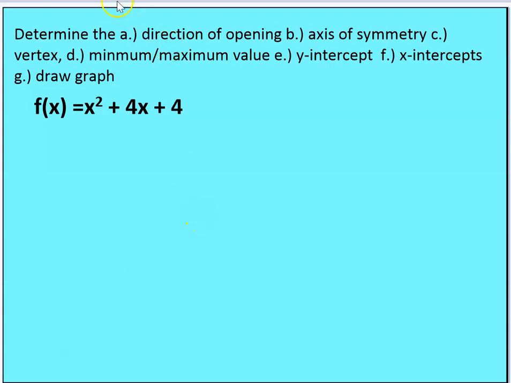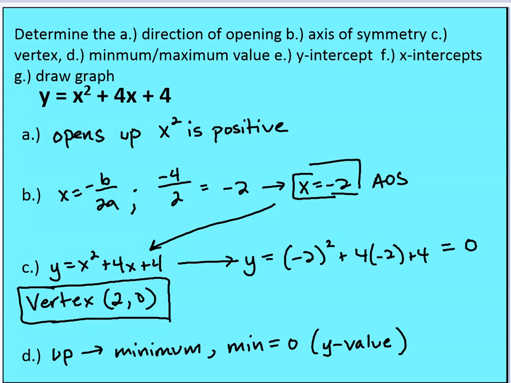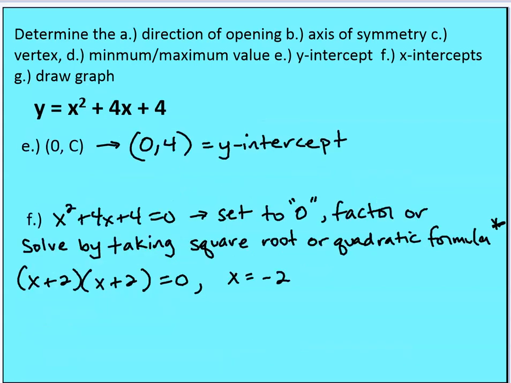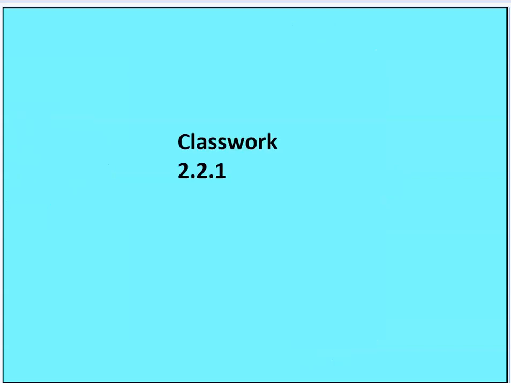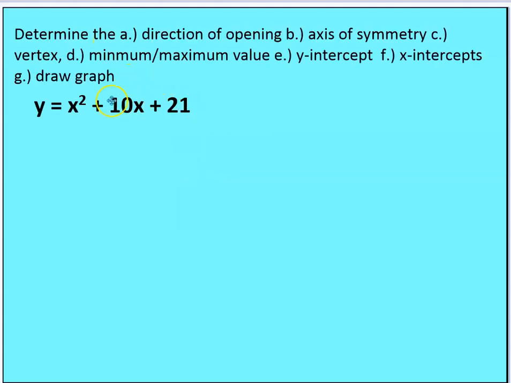Okay, we ended our last video talking about this problem, right? We found all the characteristics that we were looking for, and then we graphed. And so this brings us to our first classic problem for you, 2.2.1. You are going to do the same thing that I did, but you're going to do it for this problem.